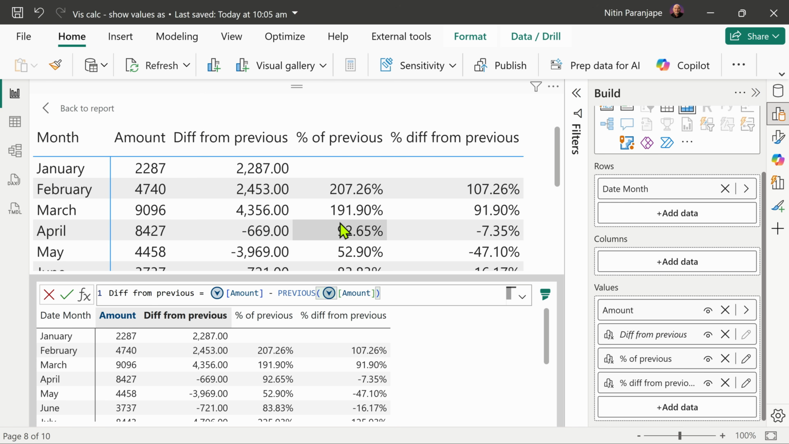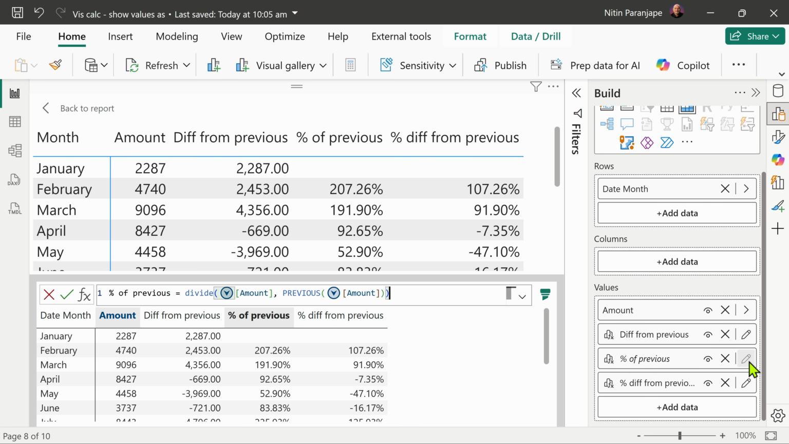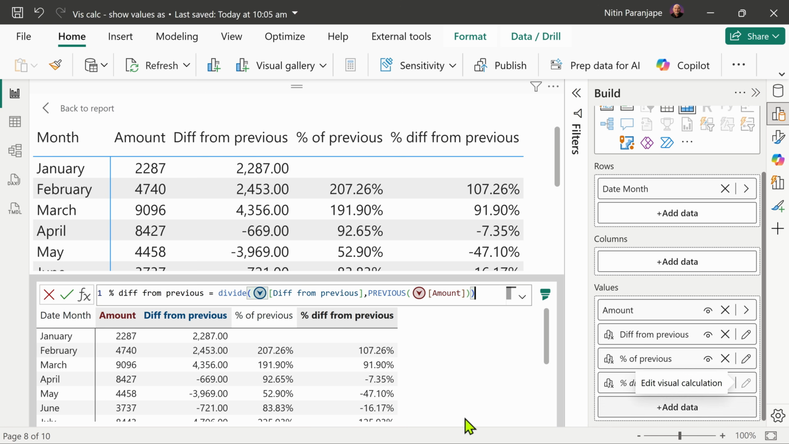The next one we want is percentage. So we already have difference from previous. We already have the current value. So here, what are we doing? Just a simple division, current amount and previous amount, and then format it as percentage. And for percent difference from previous, again, we already have difference from previous, divided by the previous amount, converted to percentage. Once you understand visual calculations, see how simple things are becoming.